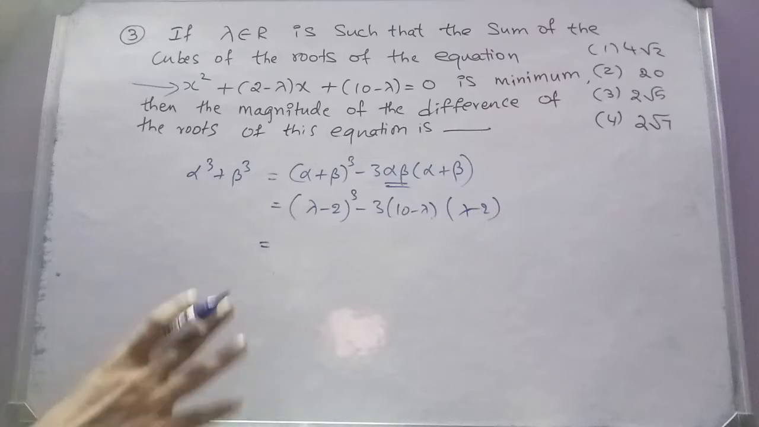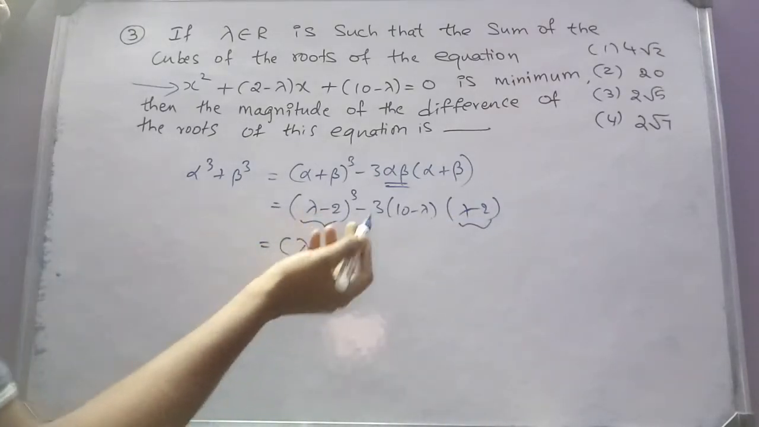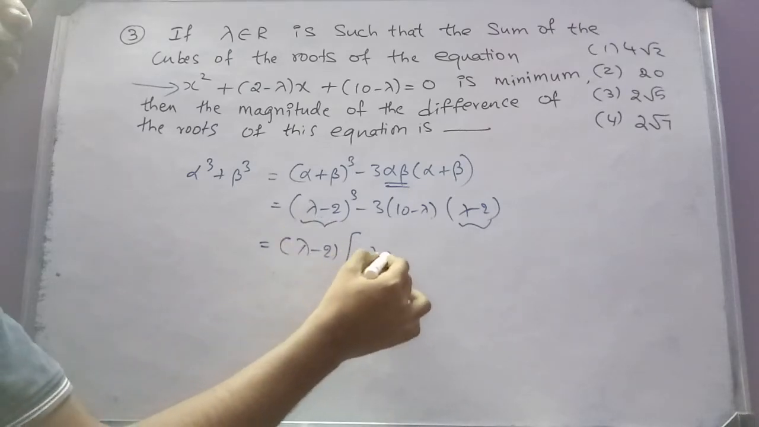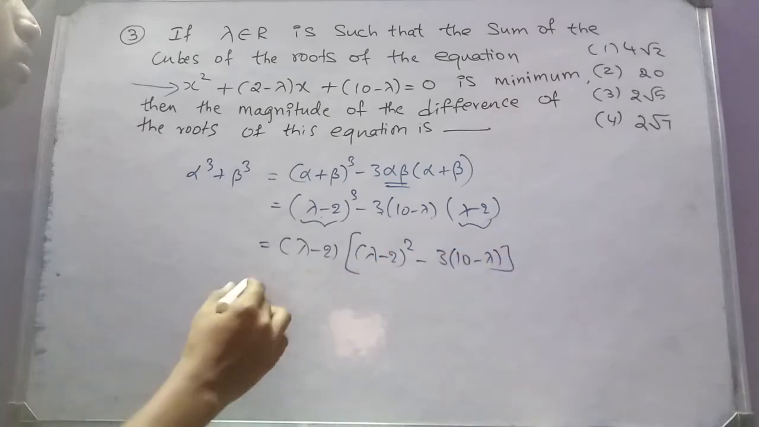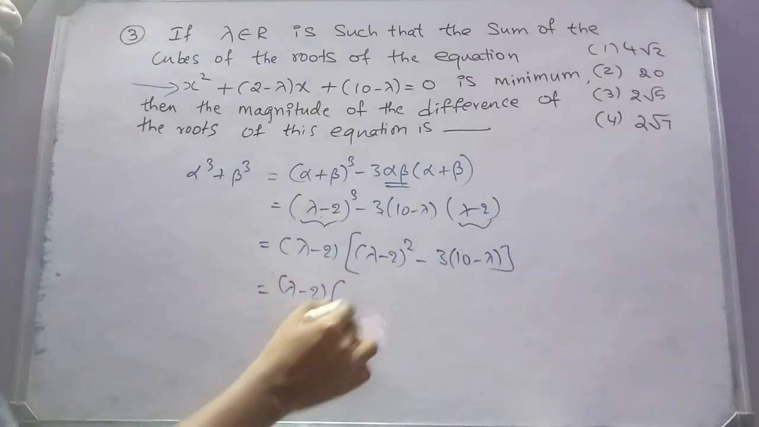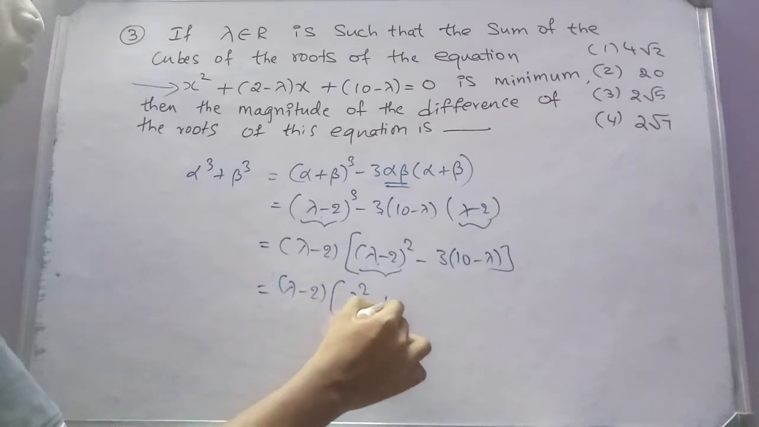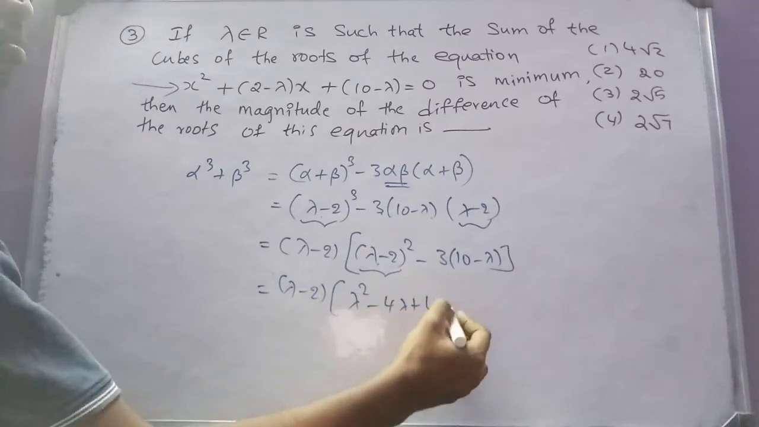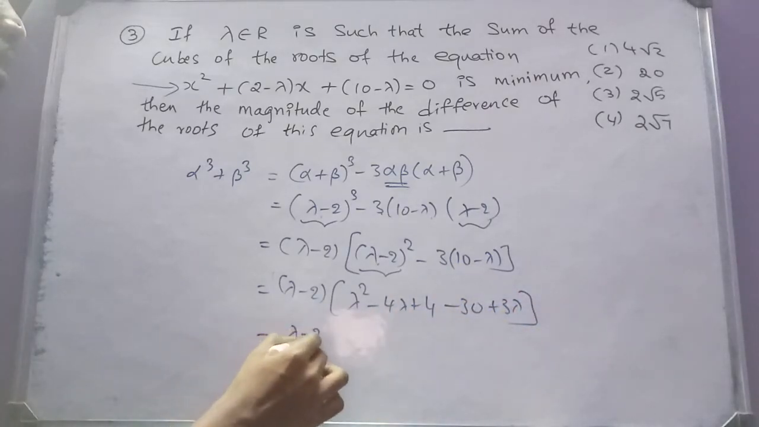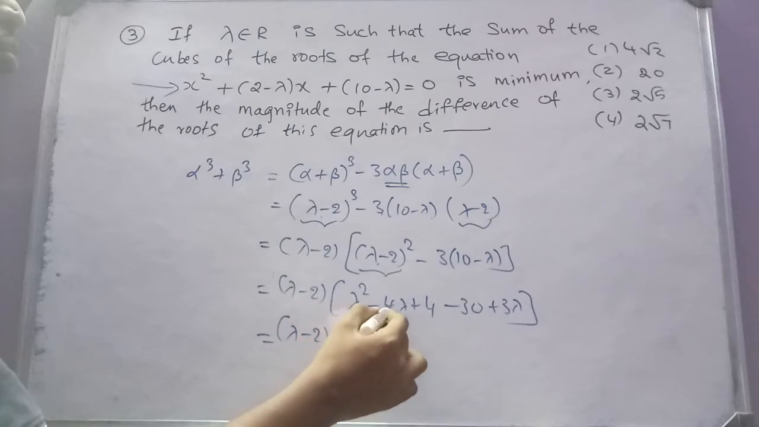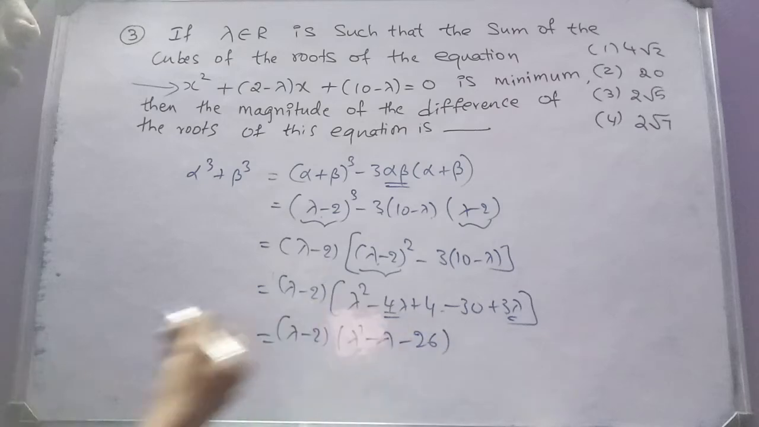So to make the calculation easier, let me do one thing. I'll take lambda minus 2 common. You can solve it like that also, not an issue. So here you'll get lambda minus 2 whole square minus 3 into 10 minus lambda. So lambda minus 2 as it is, using the a minus b whole square expansion, it is lambda square minus 4 lambda plus 4, and this is minus 30 plus 3 lambda. So you'll get lambda minus 2 into lambda square minus lambda minus 26.